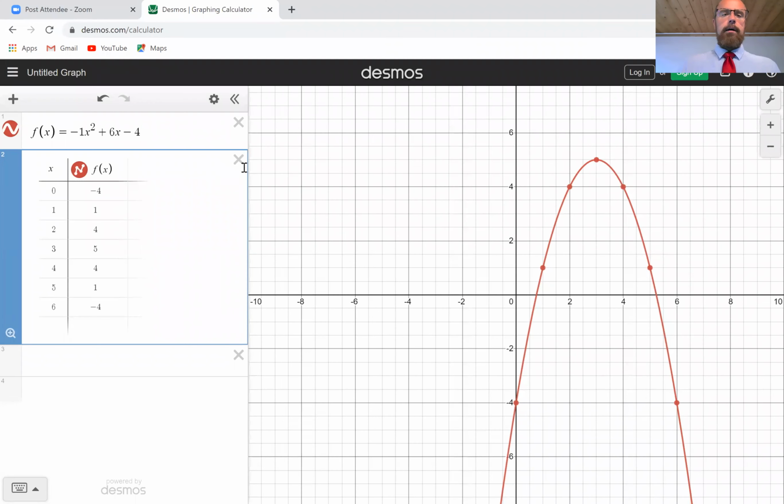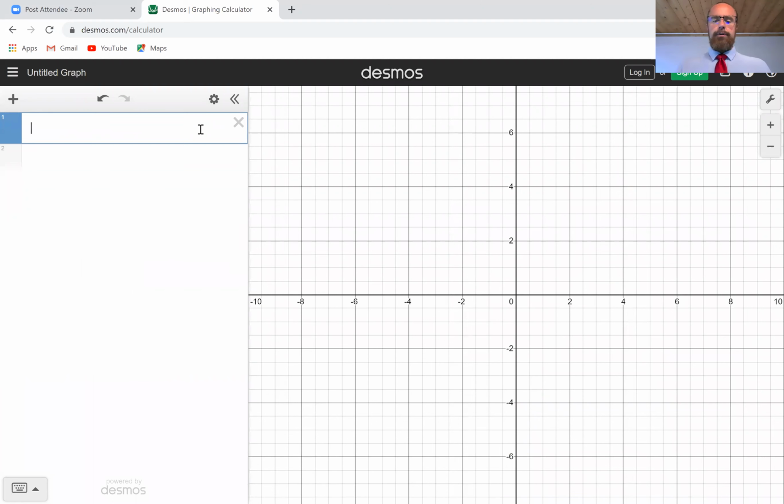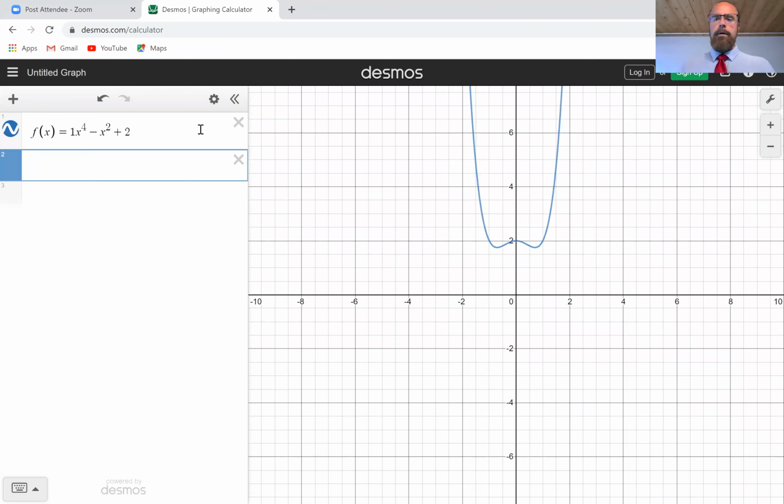We'll clear out our entry from that first degree 2 function with negative leading coefficient. So here's f of x equals positive 1 x to the power of 4 minus x squared plus 2. And there's our graph. So again, I want to check my prediction. My prediction was both arms opening up, and I see this graph does that. So it bodes well for the prediction.